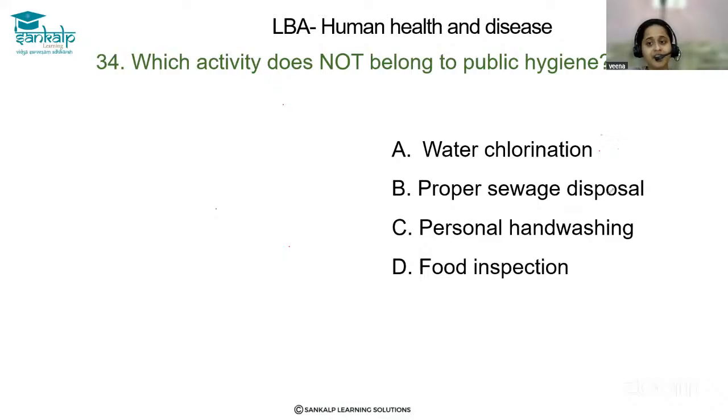That is also related to public health. And then proper sewage disposal. Yes, disposal of the sewage material, the toxic material, whatever the waste material, is really required to maintain public hygiene. So the second one also belongs to public hygiene. And then food inspection. Yes, that is also. Whenever you buy food from outside, they should maintain hygiene. That is also related to public hygiene, because they are selling it to the public.